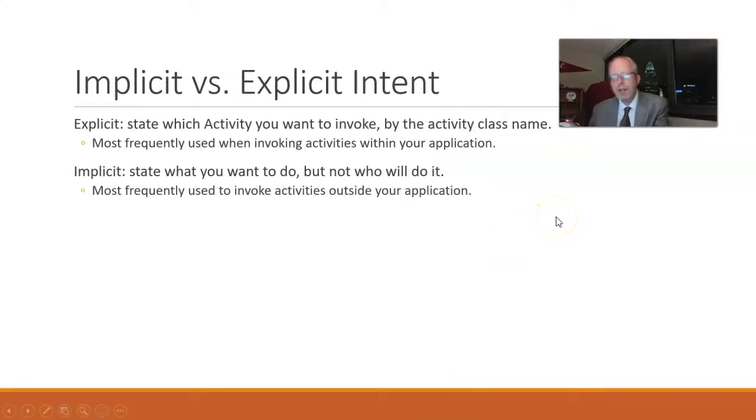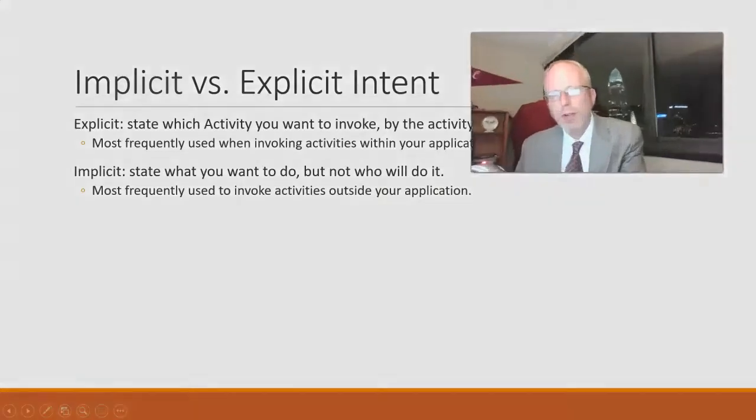So there are two types of intents that we'll often deal with. An explicit intent, where we are calling a specific class by name and saying that's the class that we want to use. This is most commonly used if we want to call an intent within our own application. The other type of intent is an implicit intent, where we just say what we want to do, but not how we want to do it.